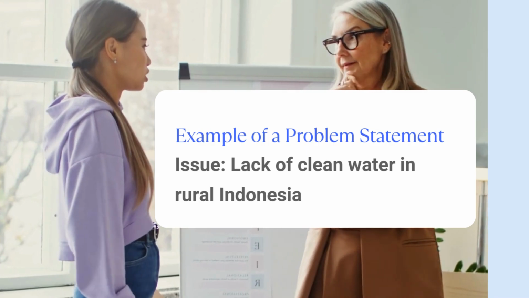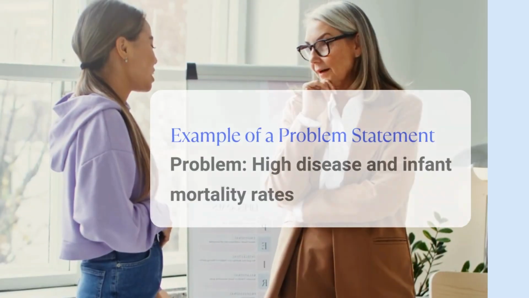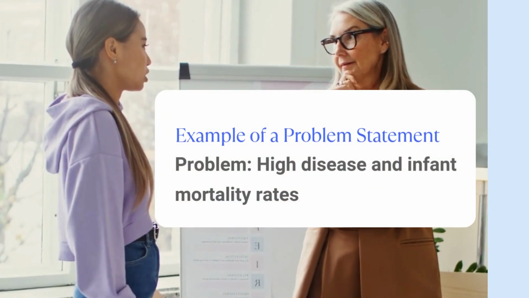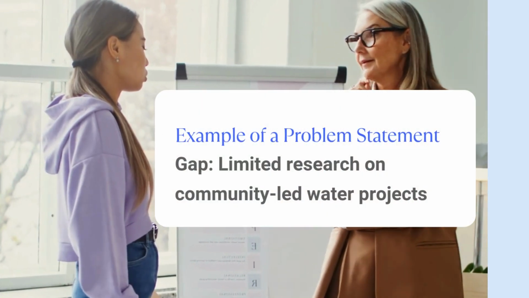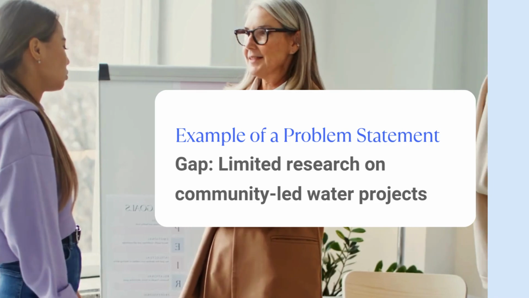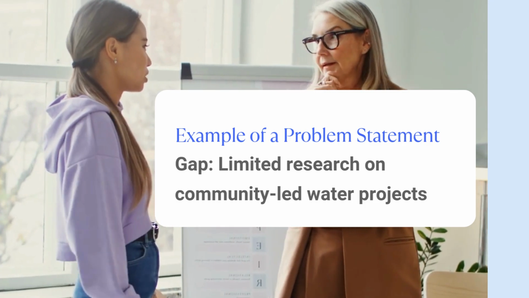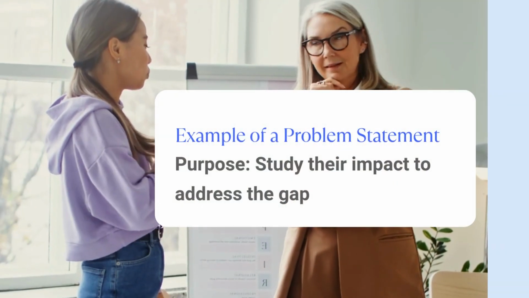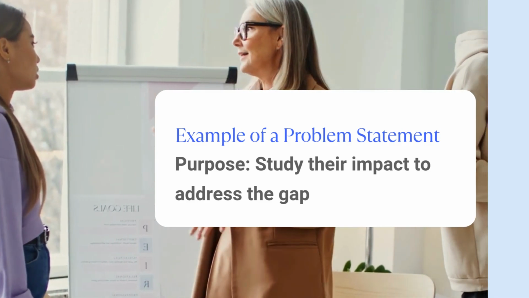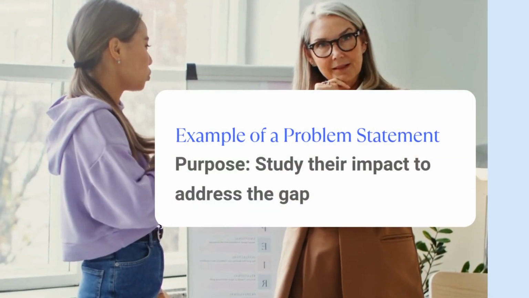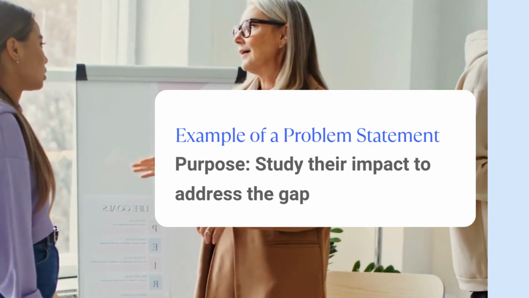Rural communities in Indonesia often lack access to clean water, which leads to high rates of waterborne diseases and infant mortality. Despite the seriousness of this issue, there is limited research on whether community-led water supply projects are effective in addressing the problem. A study that explores the impact of these projects would help fill that research gap. The problem statement in this case would summarize the issue and explain the purpose of the research.